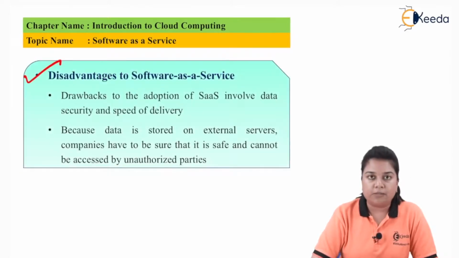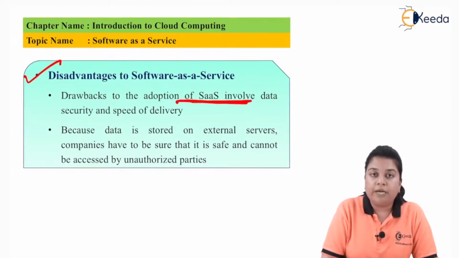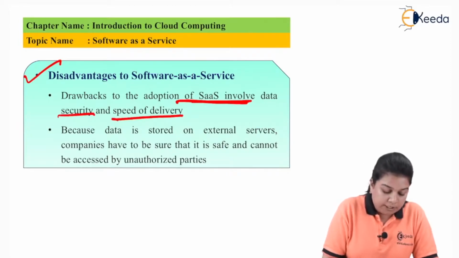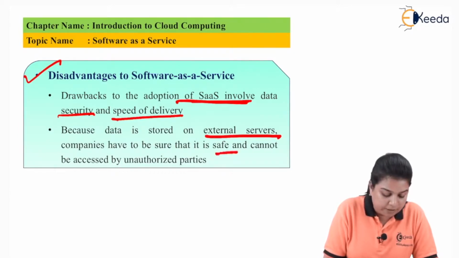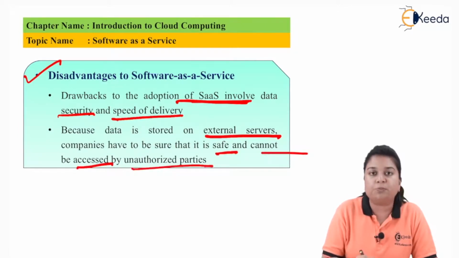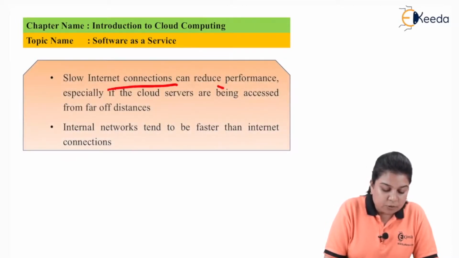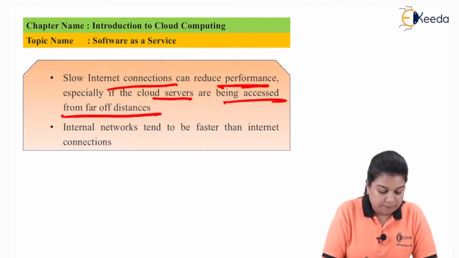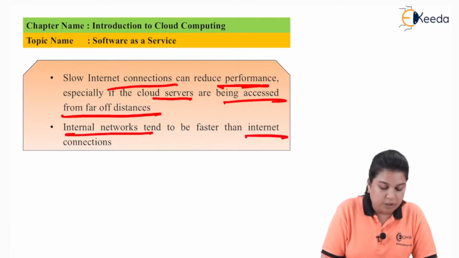Disadvantages to software as a service. Drawbacks to the adoption of software as a service involve data security and speed of delivery. Because data is stored on external servers, companies have to be sure that it is safe and cannot be accessed by unauthorized parties. Slow internet connections can reduce performance, especially if the cloud servers are being accessed from far off distances. Internal networks tend to be faster than internet connections.